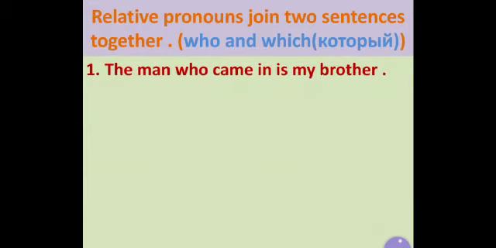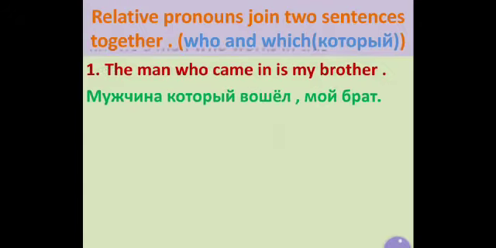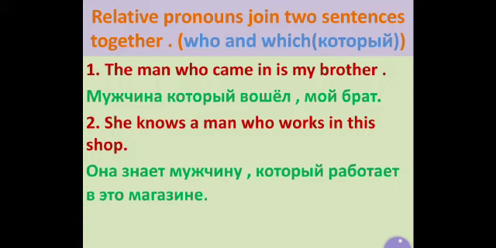The man who came in is my brother. Here you can say the relative pronoun. It is who. Here is the translation. And the next sentence: she knows a man who works in this shop. Here is the translation too. And can you find the relative pronoun in the second sentence? Of course, you know. Who, here, relative pronoun.